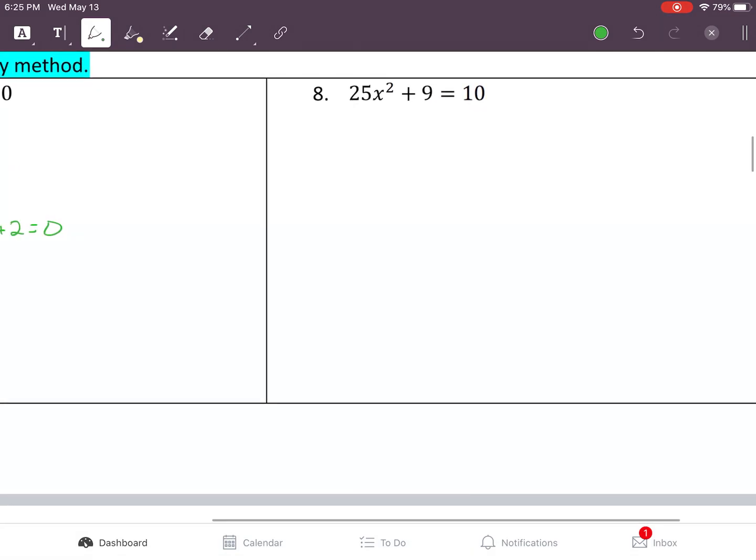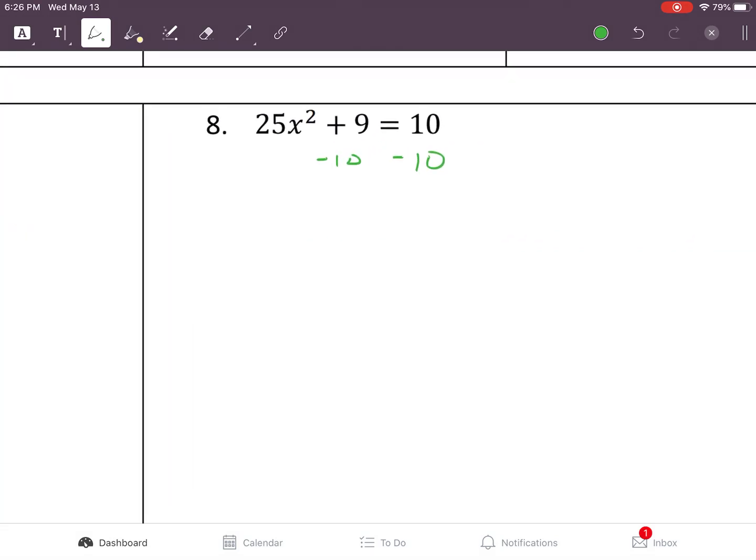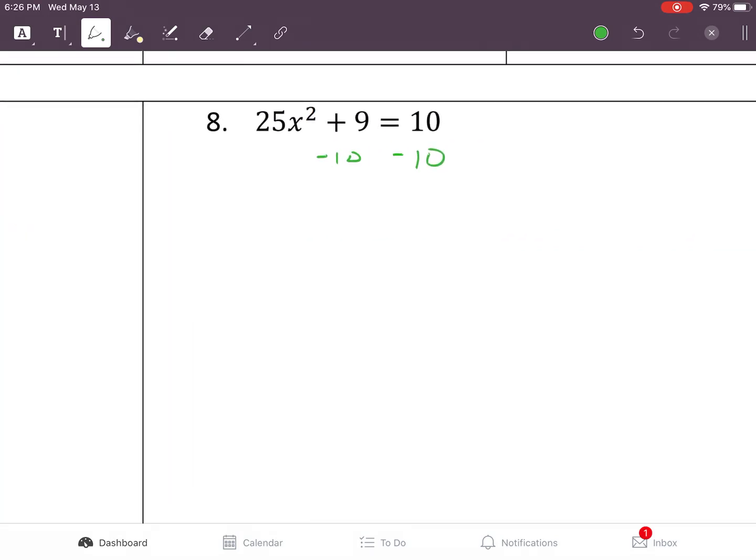All right, and number 8, before we can solve this, we have to actually set it equal to 0 like the last question was. So in order to do this, we're going to subtract 10 on both sides. We will get 25x squared minus 1 is equal to 0. This becomes a difference of two squares problem, where everything in this problem is a perfect square. So 25, x squared, and 1 are all perfect squares.